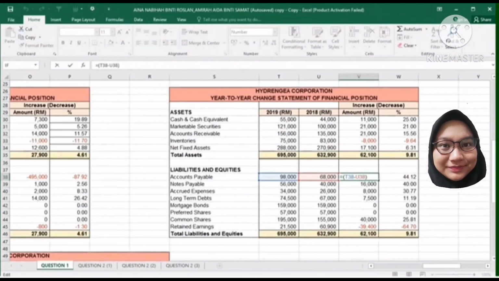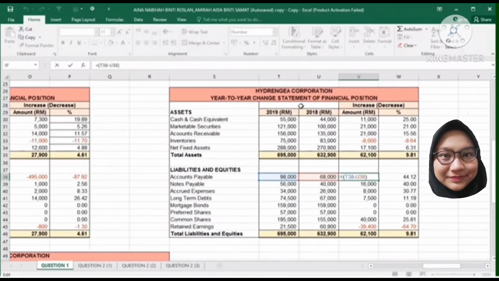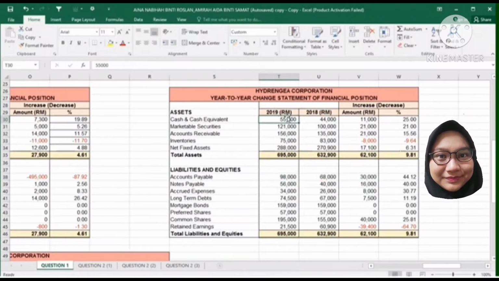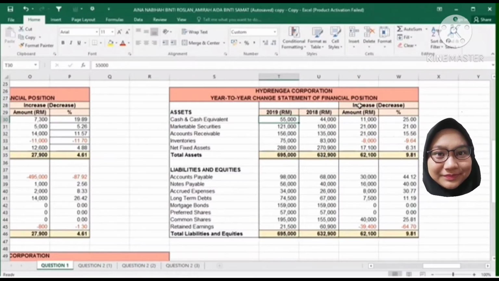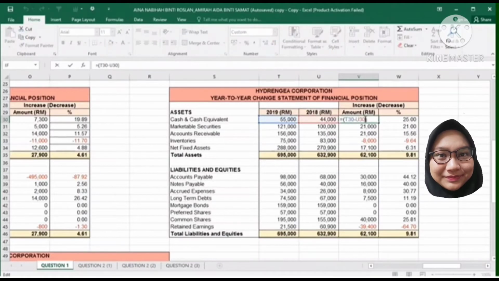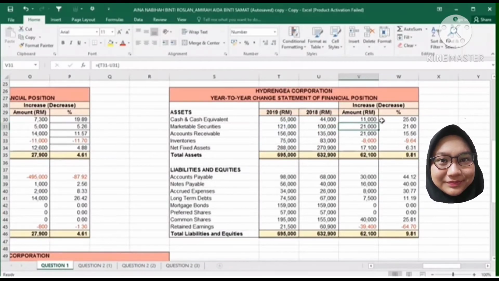If before we calculated the changes between 2017 and 2018, now we want to know the changes between 2019 and 2018. This is data from the table. We want to know either it increases or decreases. So we calculate the amount changes equal amount in 2019 minus 2018. When we enter, we get the answer, drag down to get all the answers.